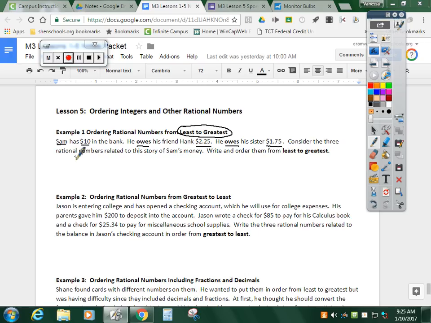If he has $10 in the bank, he's up $10. That means that's how much he has. If he owes his friend money, that means he's down $2.25. If he owes his sister $1.75, it's going to be like that, okay? First, I know the greatest number here is obviously going to be 10 because it's positive, and the other two are negative. So right away, I'm like, okay, that's my biggest one. Now these two, I'm actually going to pile them on top of each other just so I can look at them a little more clearly.